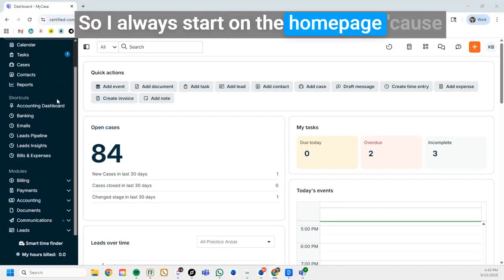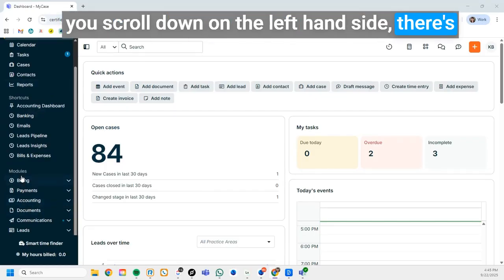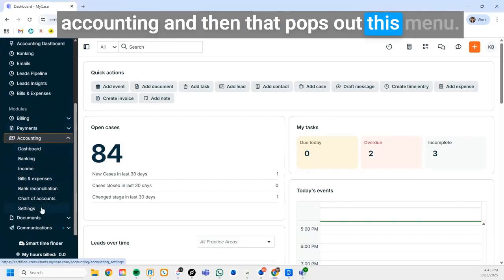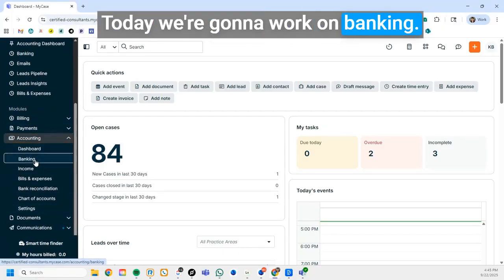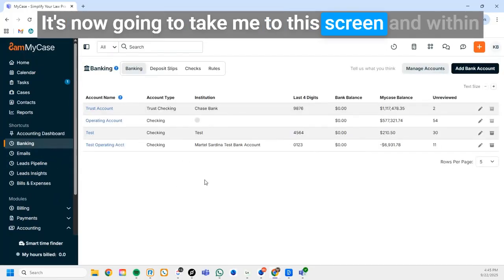So I always start on the homepage because that's where you land when you log in. And then to get to accounting, if you scroll down on the left-hand side, there's this section for modules and you click on accounting and then that pops out this menu. Today, we're going to work on banking. And when I click on banking, it's now going to take me to this screen.